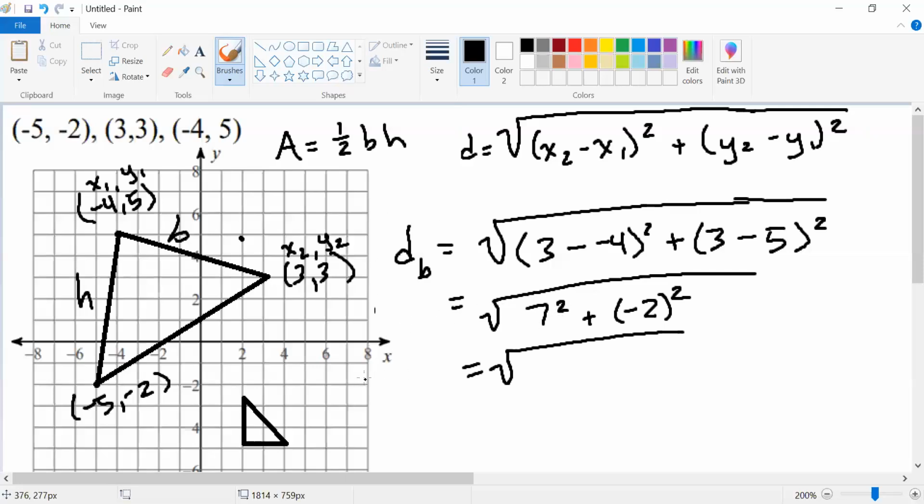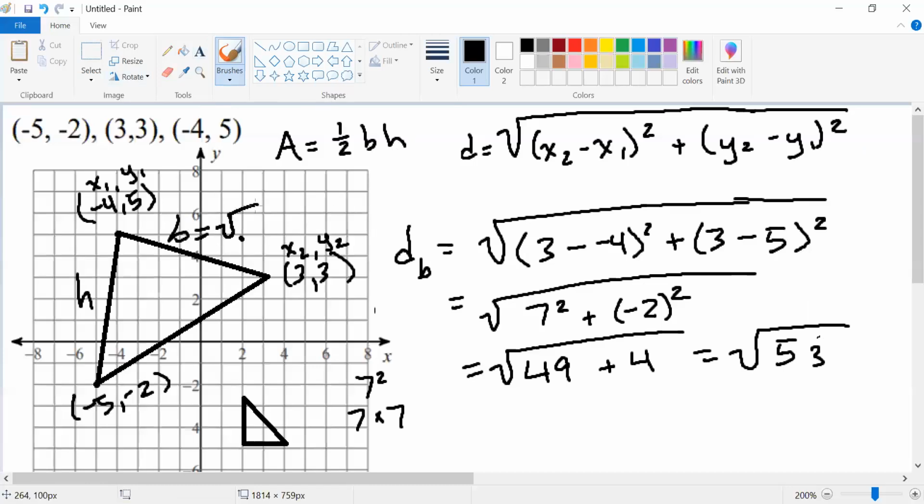So keep in mind, when we're doing 7 squared, it's the same as saying 7 times 7, all right? So 7 times 7, that's 49, and -2 squared, that's the same as saying -2 times -2. That's going to be a +4, all right? So now we can go ahead and start adding these two. So 49 plus 4, and remember we want our square root still there, that's going to be 53. So the length of my base is going to be the square root of 53.